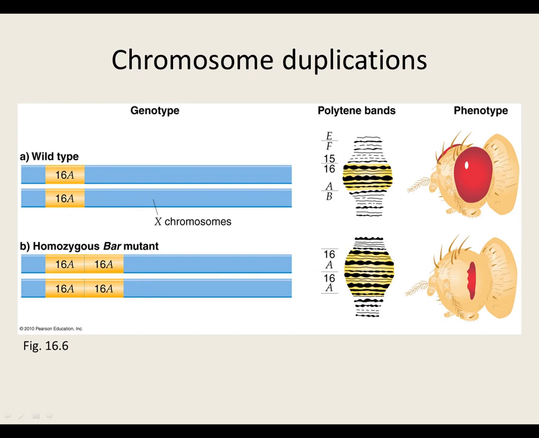This is shown here with the so-called polytene chromosomes. These are salivary gland chromosomes from the Drosophila, and you can see from the banding pattern that there's one area of section 16A, and with the duplication, there's two areas of 16A, and it results in a mutant phenotype. How does that happen? Well, it could be some kind of developmental defect. If you have too much of a gene product, you sometimes have defects just as you would with too little of the gene product.